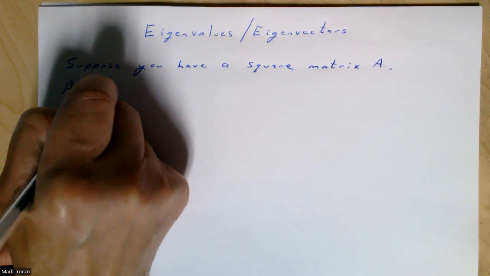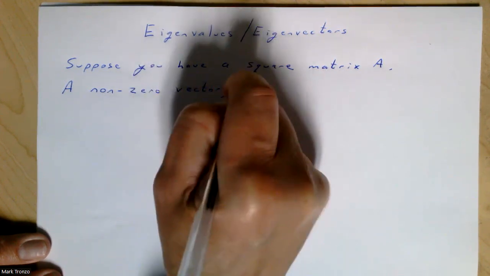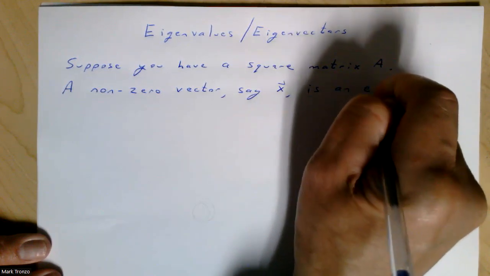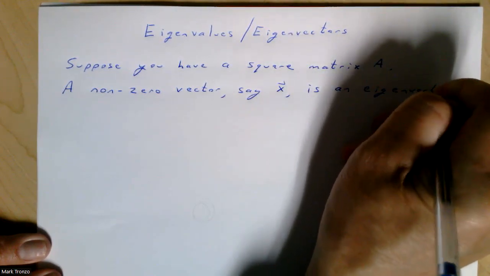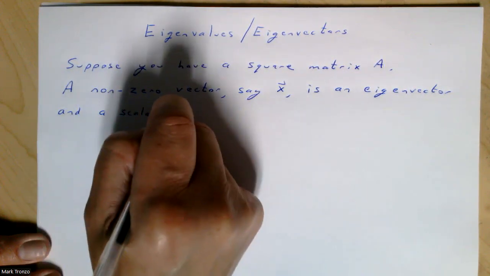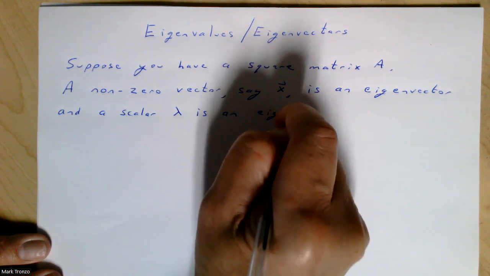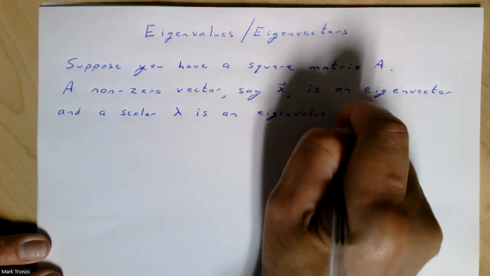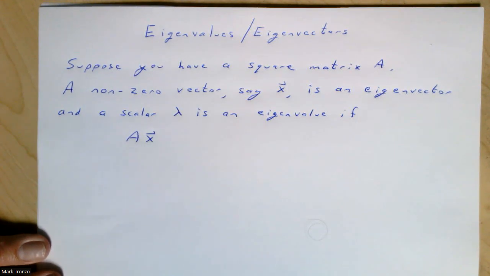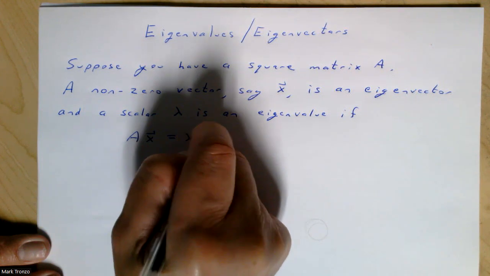A non-zero vector, say x, is an eigenvector, and a scalar, usually called lambda, is an eigenvalue, if A times that vector is equal to lambda times that vector.